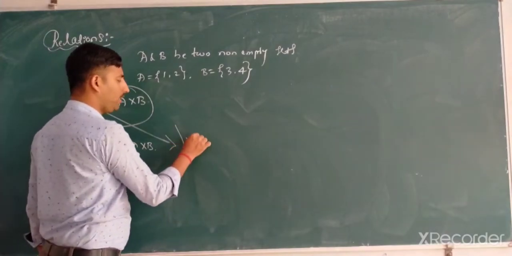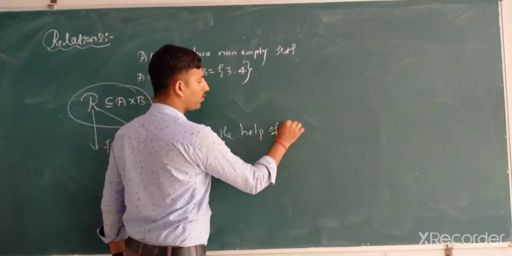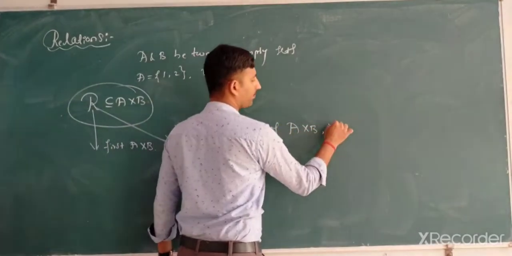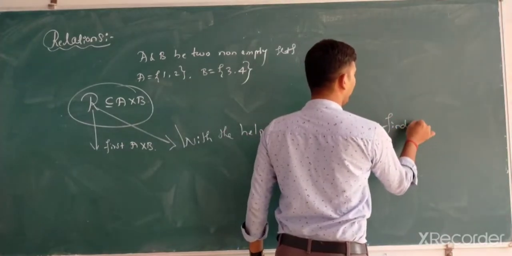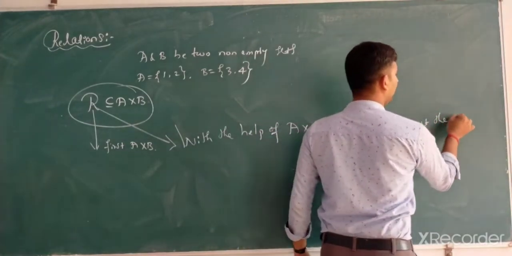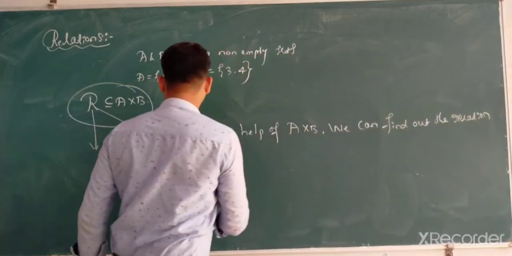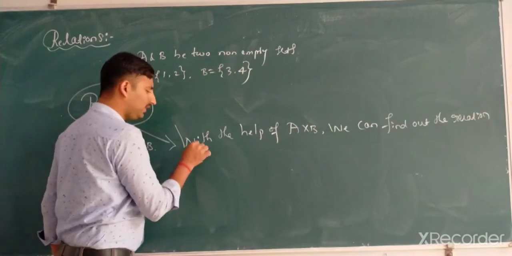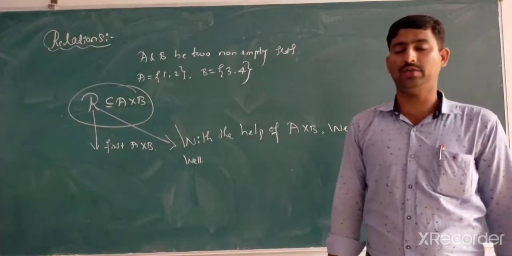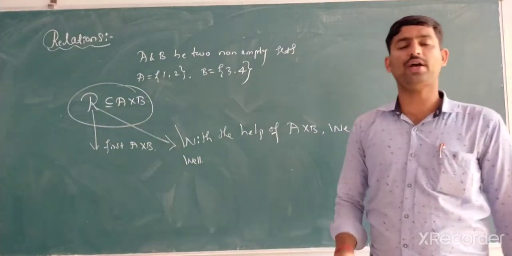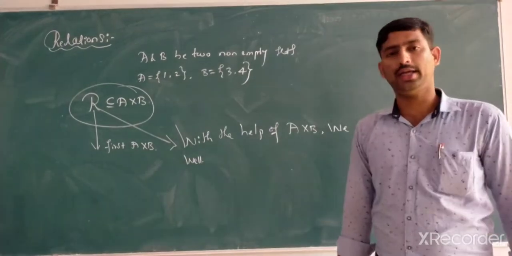What I have to write here? With the help of A cross B, we can find out the relation. What is the meaning of this statement? This statement tells us that while finding the relation, you must find out the value of A cross B. Correct?